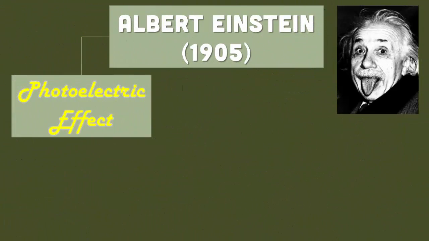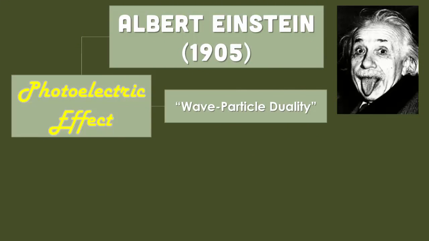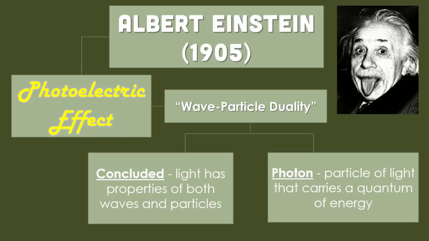So again, with his idea of the photoelectric effect and the wave-particle duality talked about by de Broglie, he concluded that light has both properties of waves and particles. As they're going straight, they're also bouncing back and forth. And photons have this amount of energy. All photons, all light, carries what we call quantum energy.